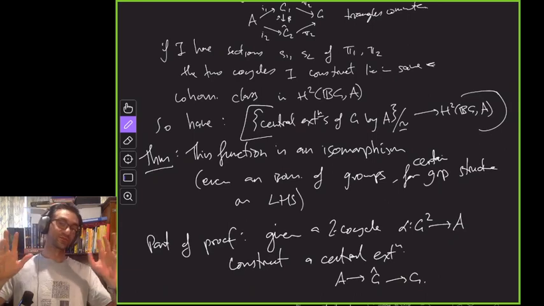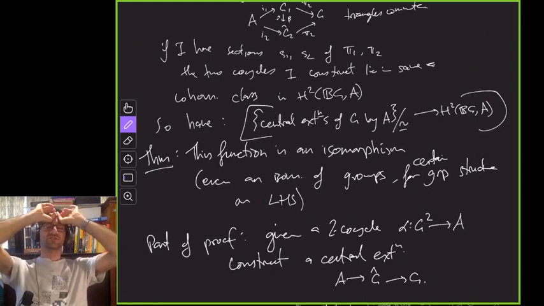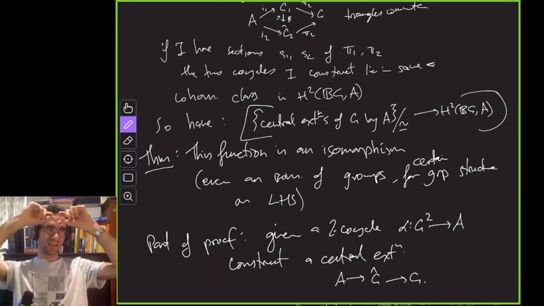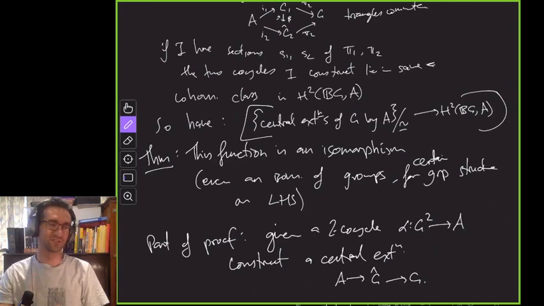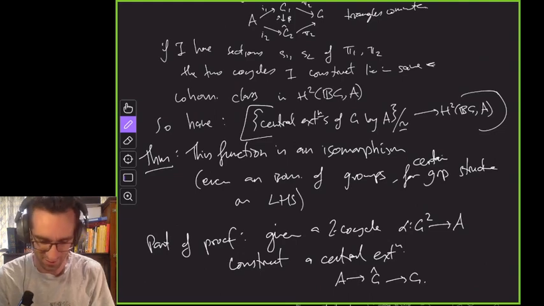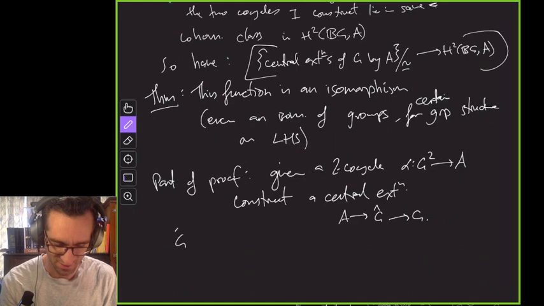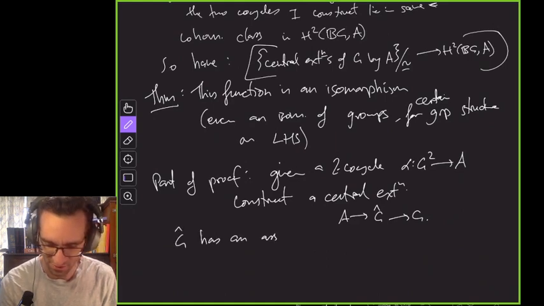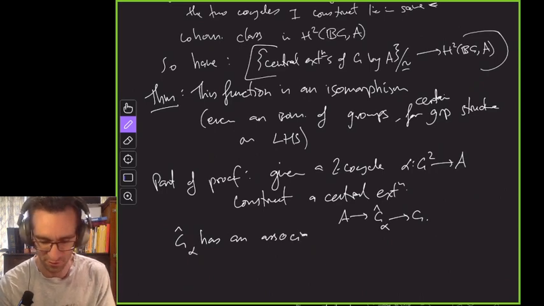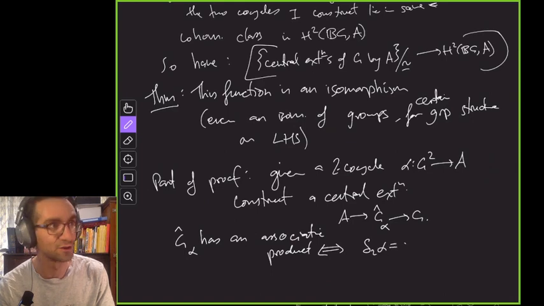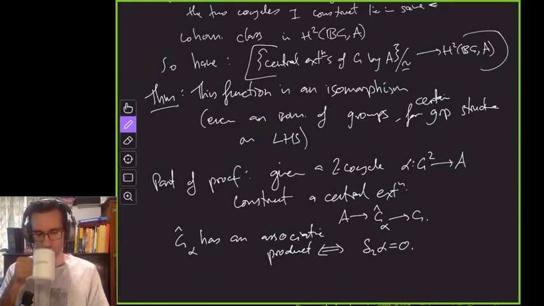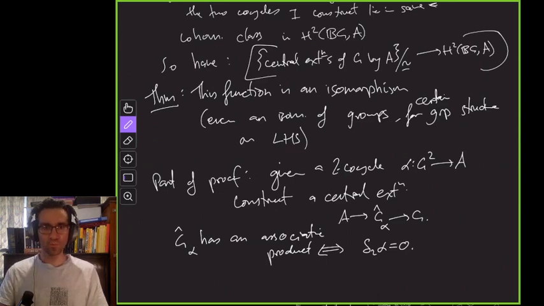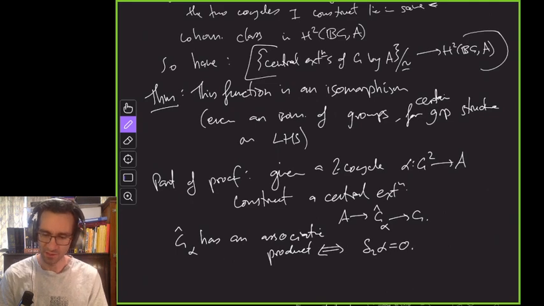And then, here's the awesome bit. The fact that delta 2 alpha equals 0 is precisely the thing that gives you that the multiplication function you cook up is associative. So let me say that again. G hat, which is cooked out of alpha, has an associative product. That's the same thing as saying delta 2 alpha equals 0. It's just lovely. I think that's pretty cool.